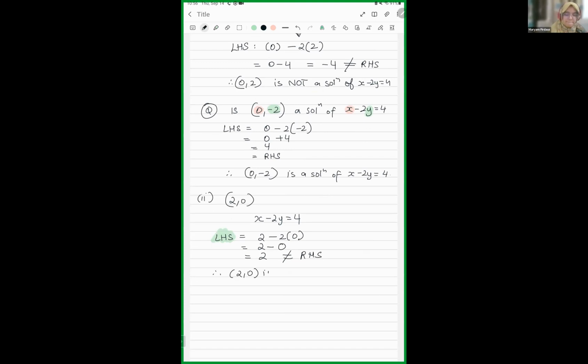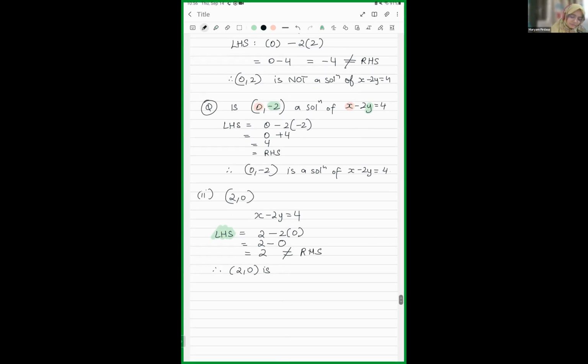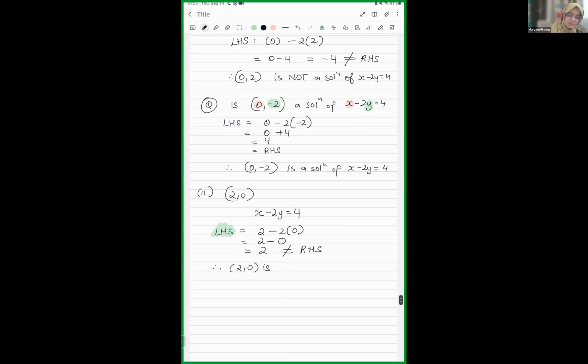Therefore, (0, 2) is not the solution of x minus 2y equals 2. Similarly, (2, 0) is not a solution of x minus 2y equals 2 either. Okay, so do this and do the next one as well.